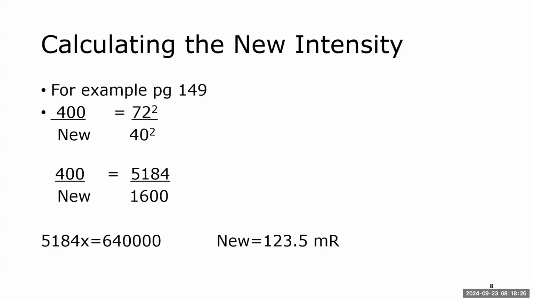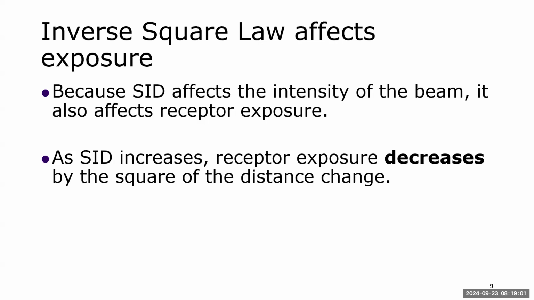Does that make sense? You just think back to Math 109. So in this case, the new mR readout at 72 inches would be around 123.5. And that makes sense, right? Because that is less than 400. Is everybody following? You're going to get a lot of practice with these problems. We're going to do them in lab. We're going to actually make exposures and get the readouts and see if what we're telling you is really true, what really happens. So we're gonna move on because we are gonna get a lot more practice with this.